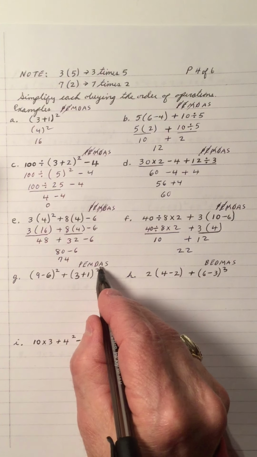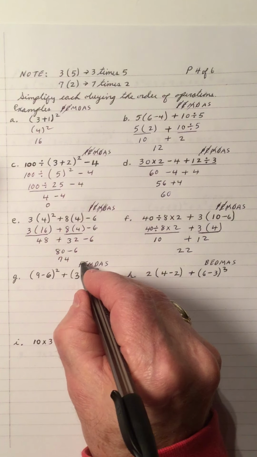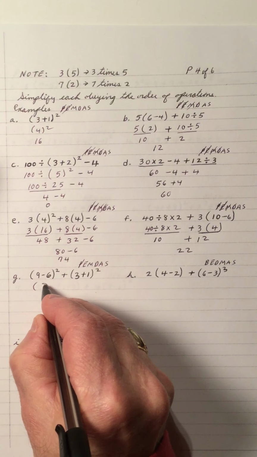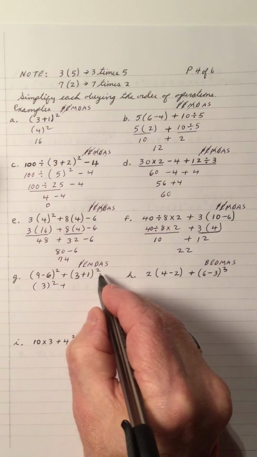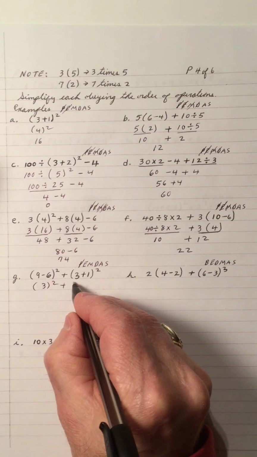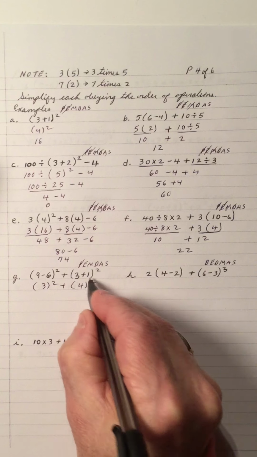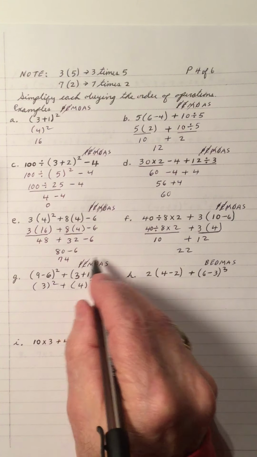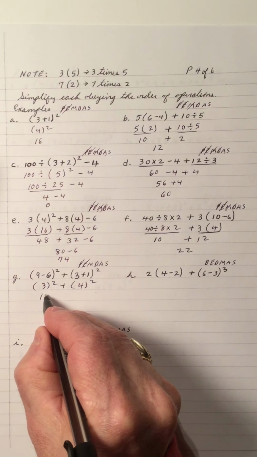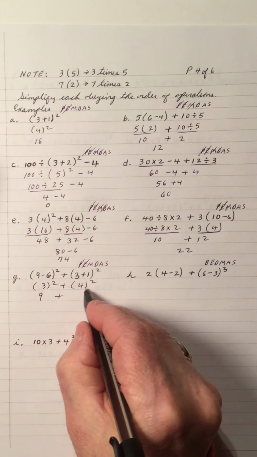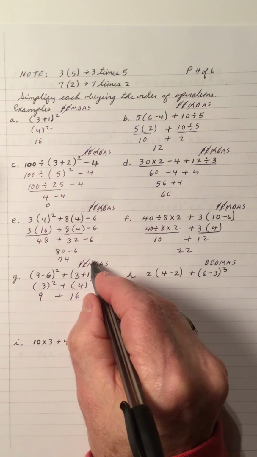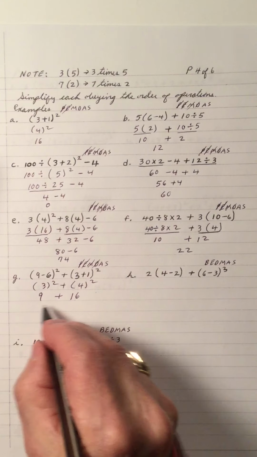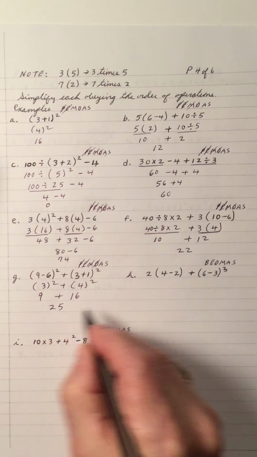PEMDAS. I do the inside of the brackets or exponent or parentheses first. 9 minus 6 is 3. And I have another parentheses or brackets here. 3 plus 1 is 4. Now I have to do the exponents. 3 squared, 3 times 3, is 9. 4 squared, 4 times 4, is 16. That's done, and I have no multiplication or division. The only thing left is add, which is 25.